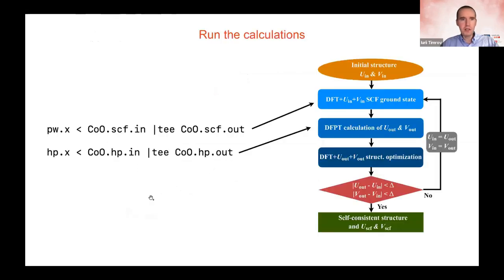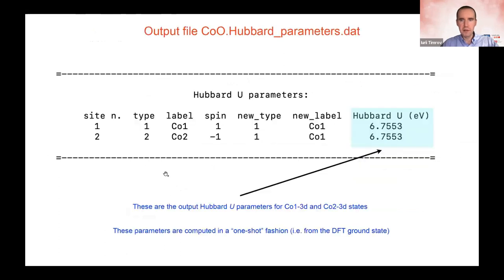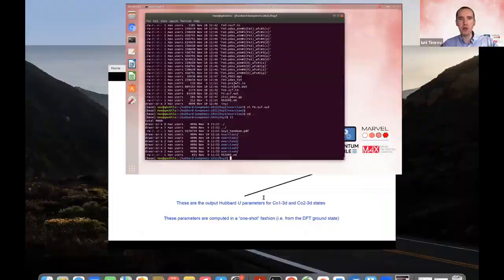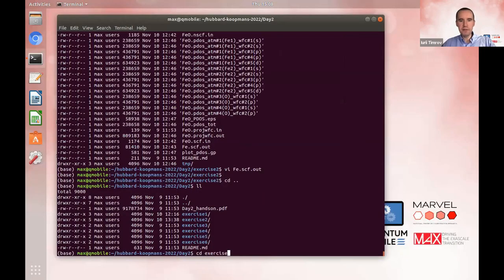Okay, so now we need to perform 2 calculations. The first, the ground state, and the second, the linear response calculation using the HP code. And these are the values that we should obtain. For both types of cobalt, we should obtain the value of 6.7553 electron volts. So let's try to do that. Now we go to exercise 5.